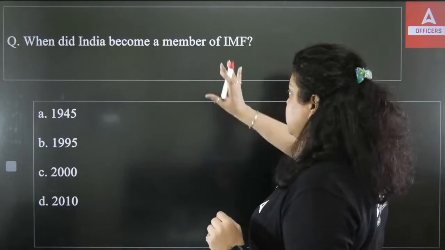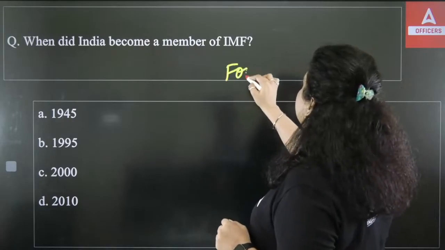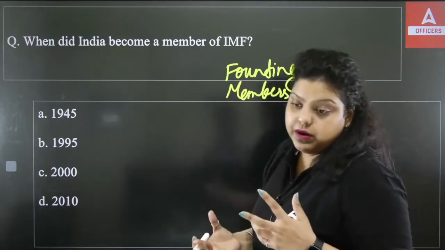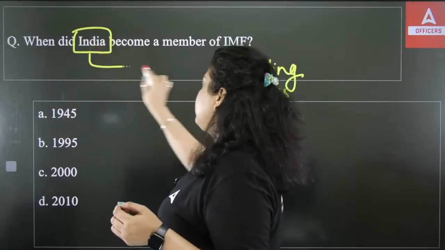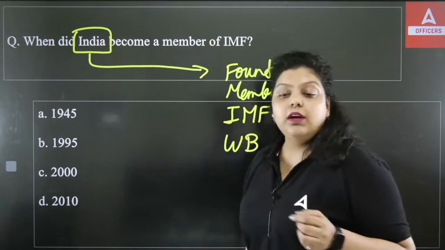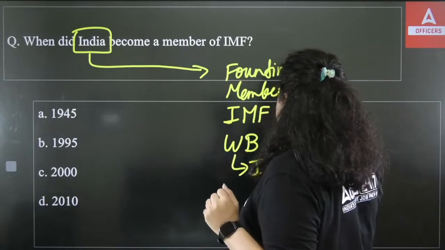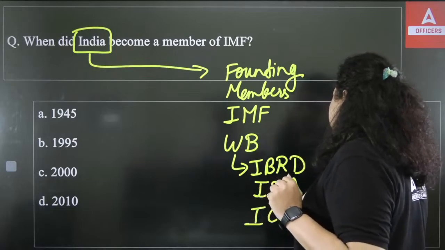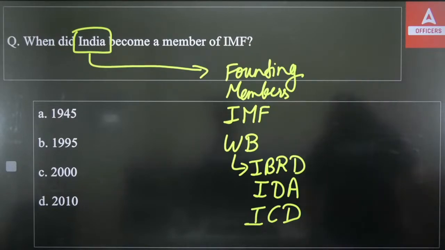Now, how to understand this? Let me tell you certain information about the IMF and World Bank that is related to this context. India became the founding member of certain institutions because the British were in the country when these organizations were developed or formulated. So India became the founding member of the IMF and World Bank. And as we have discussed, the World Bank has 5 institutions, so India is a member of those institutions also. India is the founding member of IBRD, IDA, and ICD. So these are the institutions in which India became a founding member. Founding member means when these institutions were formulated, India was on the list of countries that formed them.